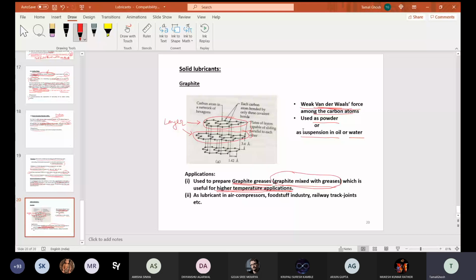So this is the usefulness of graphite. It is used to prepare graphite grease, which can be used for high temperature surfaces. This was one application. Otherwise, it can be used for air compressors, the foodstuff industry, and railway track joints.